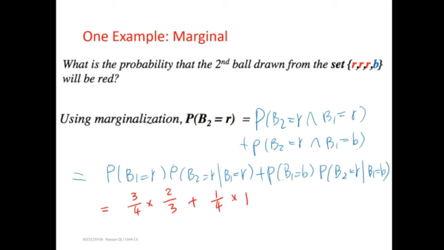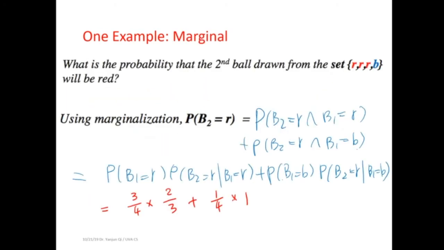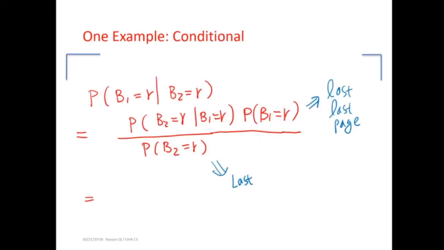So what is P(B2 equals R)? It's in the denominator. In fact, it's a decomposition of B1 equals R, B2 conditional on B1, plus B1 equals B, B2 conditional on B1. Let's look at this. This upper numerator is B2 equals R conditional on B1 equals R, and the denominator is, put the previous page here, so I want to show you the full thing because this is the most classic way to use Bayes rule.